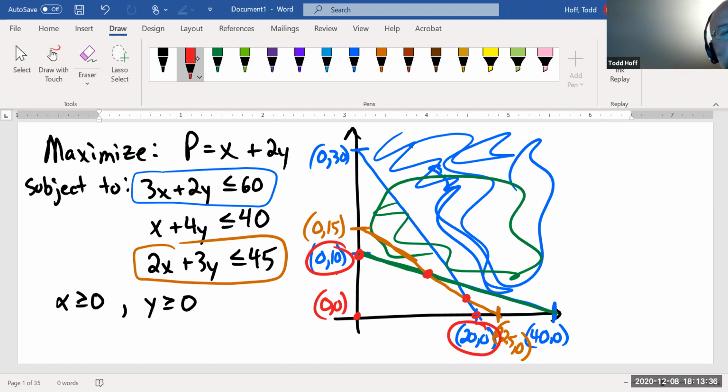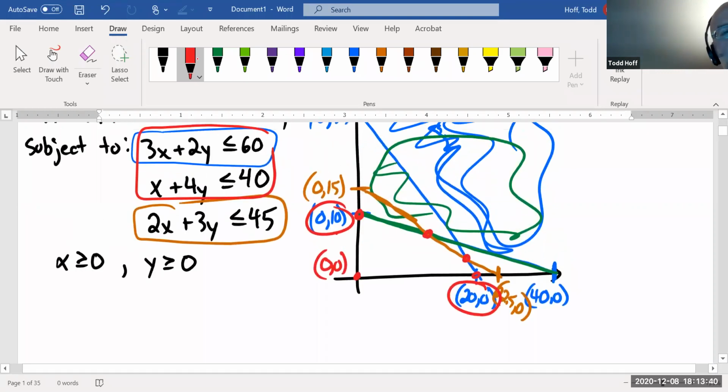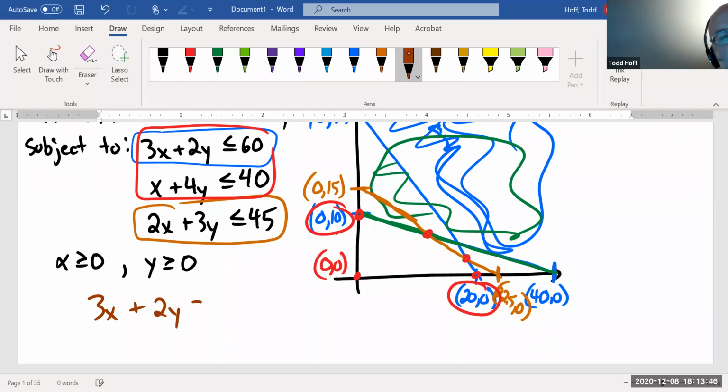Well, the first one is at the intersection of these 2 equations. So we have to solve that system of equations, if we recall how to do that. 3x plus 2y equals 60, and x plus 4y equals 40.